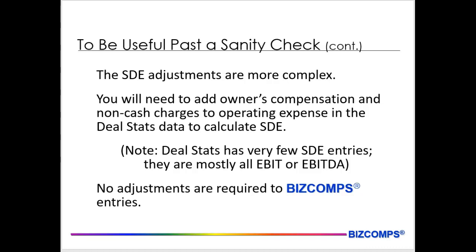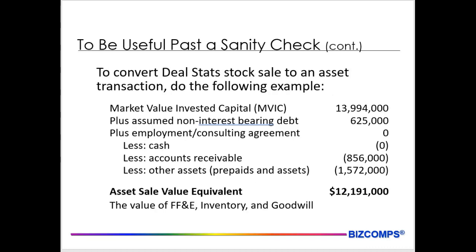Additionally, with deal stats, you can convert those stock values to an asset sale value. Again, with value source market comps, you have to eliminate those because you can't make the calculation we're about to show you. But for deal stats, you can. You can take a stock value and revise it and turn it into an asset sale value so it can be compared to a BIZCOMPS value, which are only asset values. So here's our calculation to convert a deal stats stock sale to an asset sale so it can be compared to asset sales in the BIZCOMPS database. You follow the following protocol.